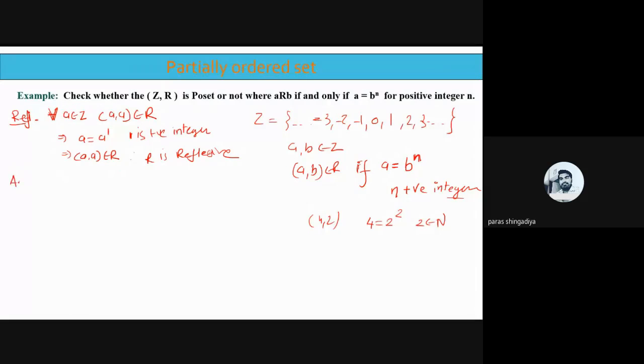Now the second one, antisymmetric. In antisymmetric, we'll check that if (a, b) belongs to R, this implies (b, a) does not belong to R. ठीक है, अगर (a, b) R के अंदर है, मीन्स a is equal to b raised to n है, तो (b, a) की फॉर्मूला क्या होगी? If you consider (b, a), then the formula will become b is equal to a raised to n. If it is true, then we can say that (b, a) belongs to R. But here we'll check that (b, a) does not belong to R, means that this formula should not be true. So let us check whether it is true or not.